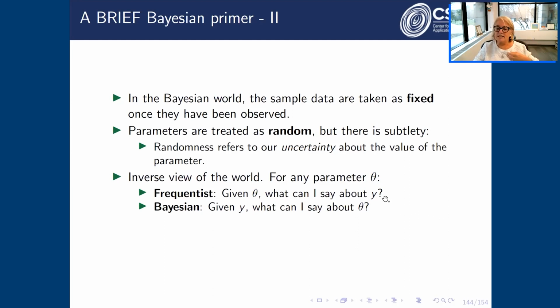The frequentist has this funny way of thinking about it, which is, I have a population, and if I were to know theta, what would that tell me about the data? If I know theta and I were to draw a sample from that population, what can I say about what I am going to be observing in the sample?